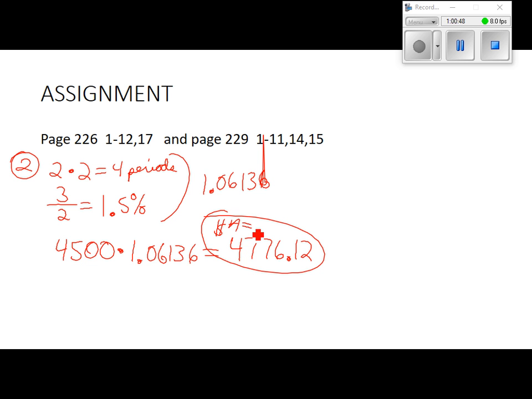Adam, you said you didn't get that? I got everything. I got 14 cents. Still pretty close, right? How would we find the interest? Subtract that number minus 4,500. What'd you get? 276.12. $276.12 in interest.